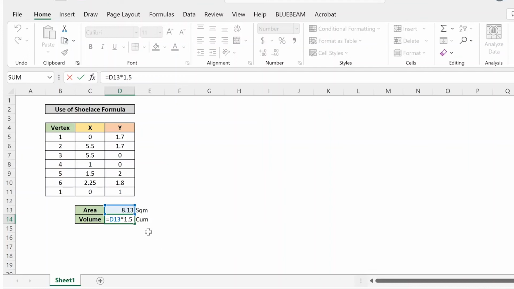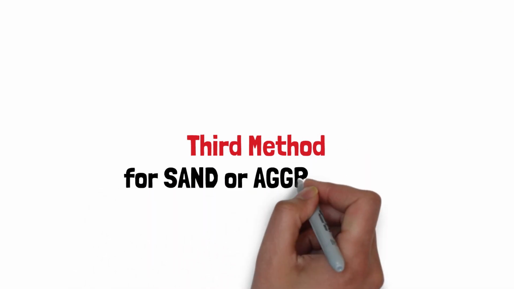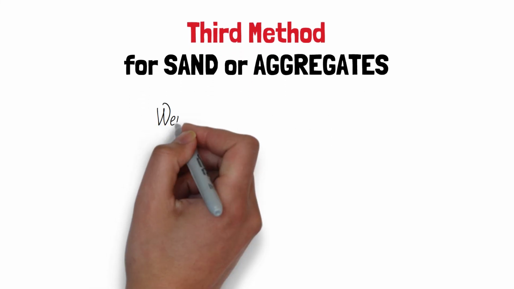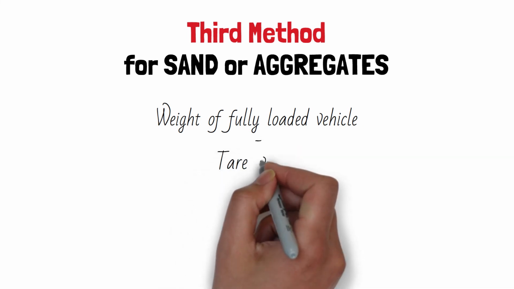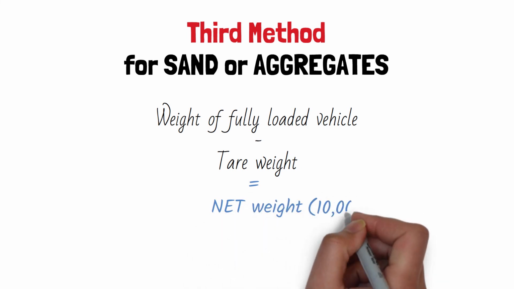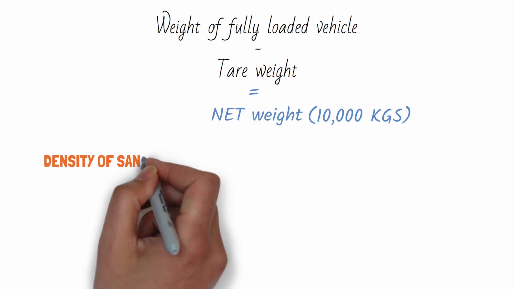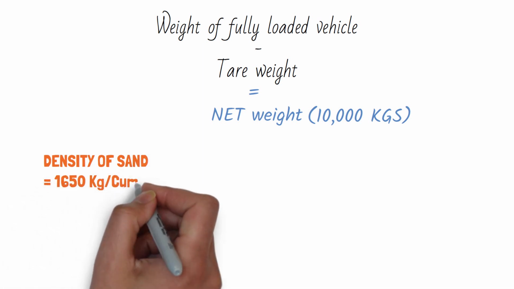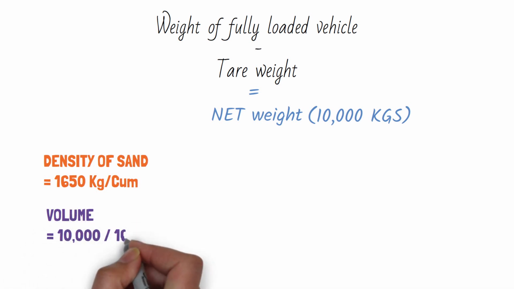Now, in the end, I want to discuss one other method of calculating the volume of a truck or hyva. With this method, you will be able to get the approximate volume, whether it be sand or any type of aggregate. What we do is we take the weight of a fully loaded vehicle and then deduct the weight of the empty vehicle from it. After that, what we have is the weight of sand or aggregate in the truck. Let's say the net weight is 10,000 kgs. We divide this number by the density of sand, which is around 1650 kgs per cubic meter, and we can easily find the volume of sand. That would be 6 cubic meters.